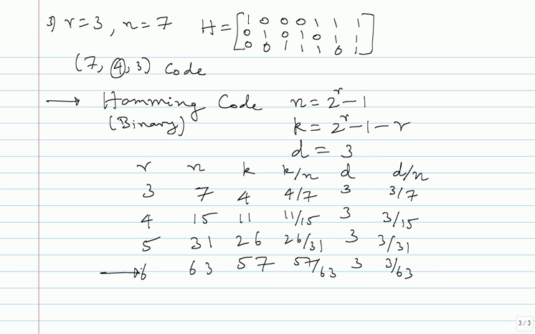Fine. So I'm going to take the (7,4,3) Hamming code and try to do syndrome decoding with it, just for fun, just to remind you that we're still in the decoding business. We're not just constructing codes. We also want to be able to decode it. So let's try the syndrome decoding for the (7,4,3) Hamming code.